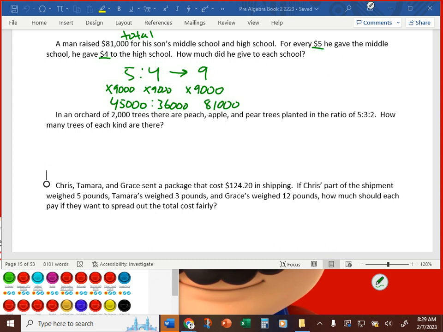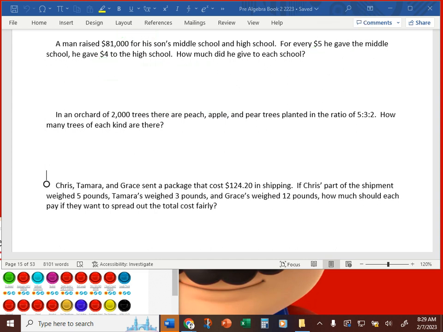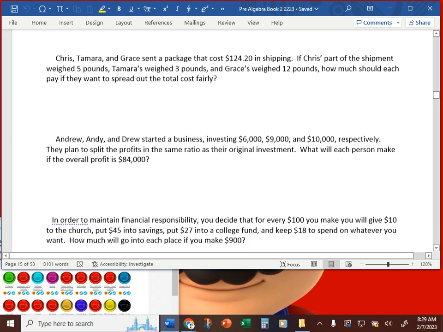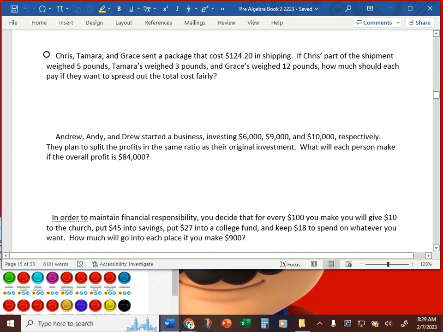That's what you were solving here. This one's pretty straightforward. Chris, Tamara, and Grace sent a package that costs $124.20 in shipping. If Chris's part of the shipment weighed 5 pounds, Tamara's weighed 3 pounds, and Grace's weighed 12 pounds, how much should each pay if they want to spread out the total cost fairly? If you have 3 people sending a package and everyone's sending different things and different weights, do you think Tamara's going to say it's very fair that she pays the same as Grace? No. Right? Her part of the package weighs a lot more.